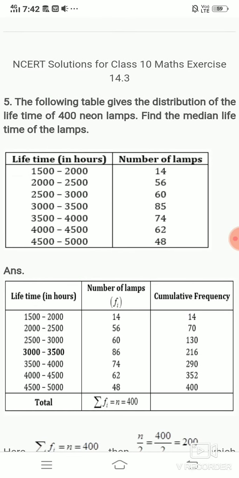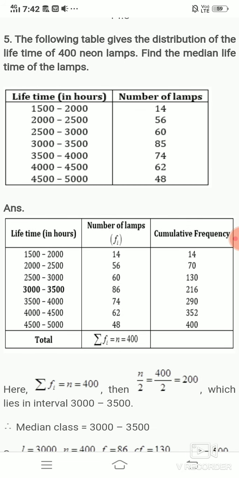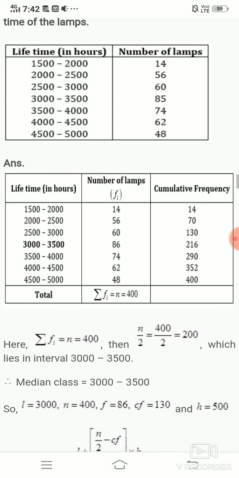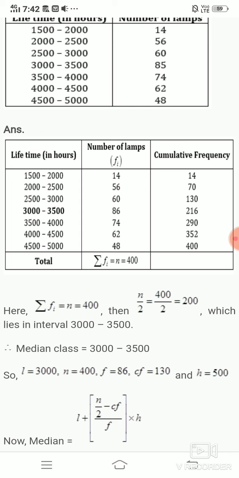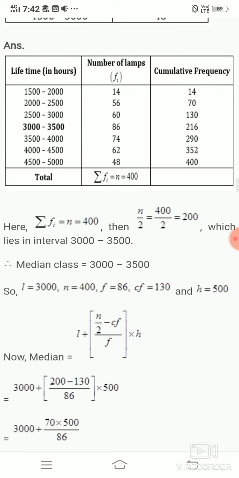Next problem, find the median. It's a continuous type, so everything is given. Find the cumulative frequency table. Using N, N by 2 equals 200, and next to 200 is 216. So the median class is 3000 to 3500. So L value 3000, N value 400, f value is the corresponding frequency 86, cumulative frequency just preceding 216 is 130, h equal to the width of the class interval 500. Substitute.